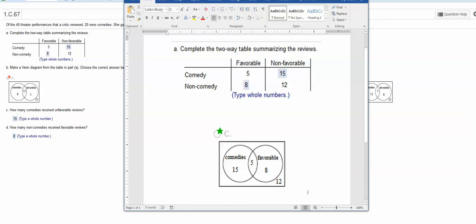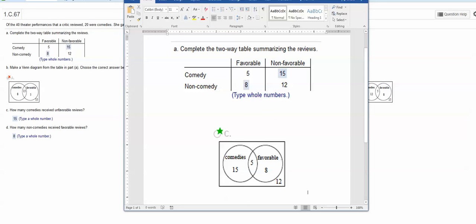Let's first start off with the comedy and favorable overlap at 5, which is true. The stuff that's comedy and not in the favorable circle would be 15. So under comedy, we've got 5 and 15, so we have 20 items total, and here under the comedy bubble, we've got 20 items total. Then we're going to go to the favorable bubble.